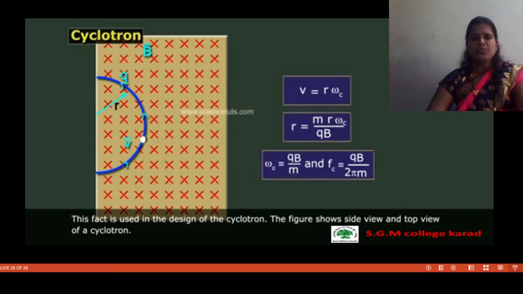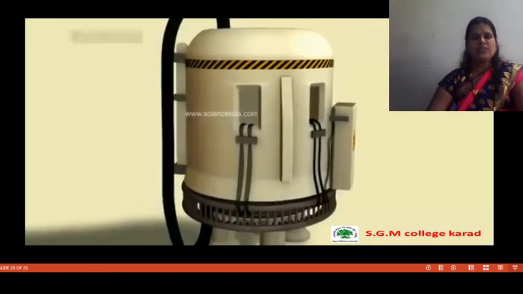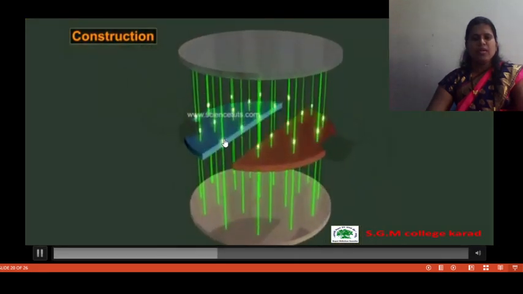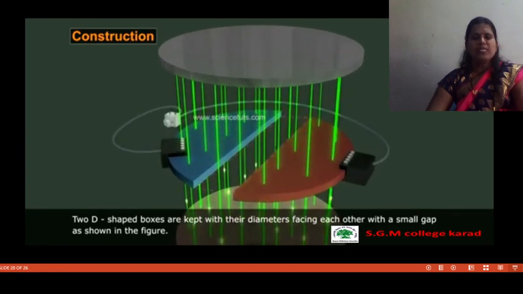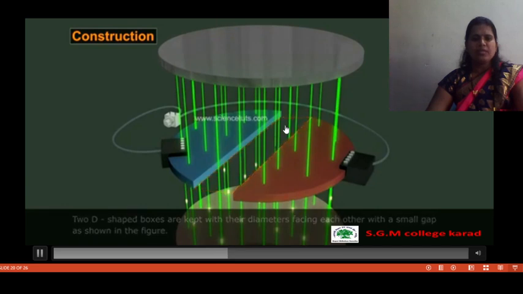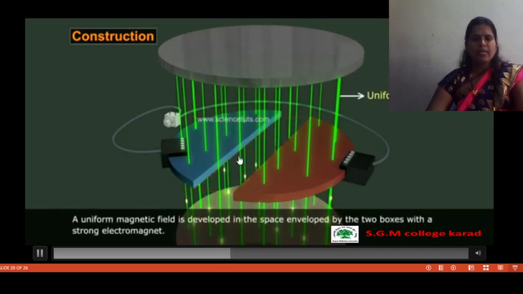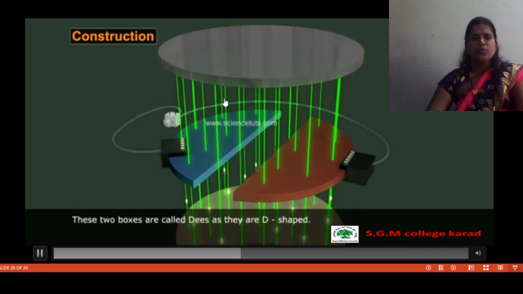This figure shows the side view and the top view of the cyclotron. Two D-shaped boxes are kept with their diameters facing each other with a small gap between them, as shown in the figure. A uniform magnetic field is developed in the space between two boxes by a strong electromagnet. The two boxes are called Ds as they are D-shaped.